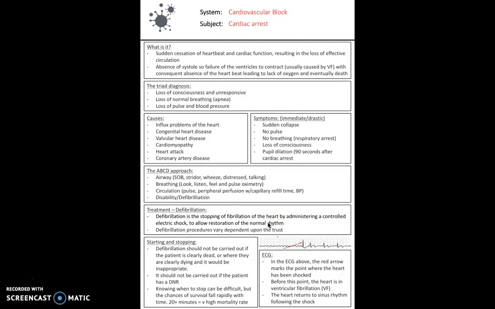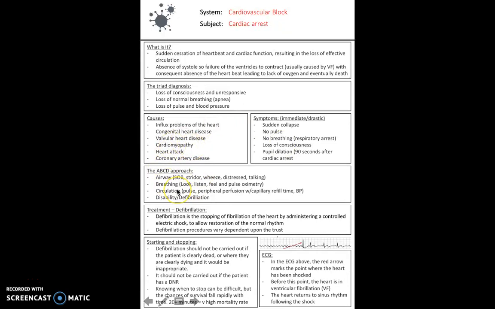Next, cardiac arrest. So this essentially is a triad of symptoms, so a loss of consciousness and unresponsive, loss of normal breathing or apnea, and loss of pulse and blood pressure. The causes behind cardiac arrest could be an inflow problem of the heart, a congenital heart disease, valvular heart disease. Pretty much anything can lead to cardiac arrest. In terms of symptoms, they can be immediate and drastic, so sudden collapse, no pulse and no breathing.